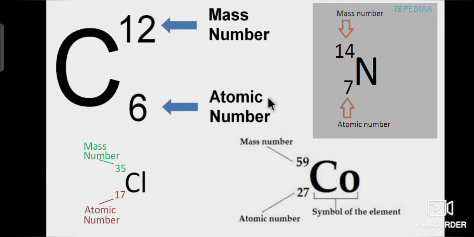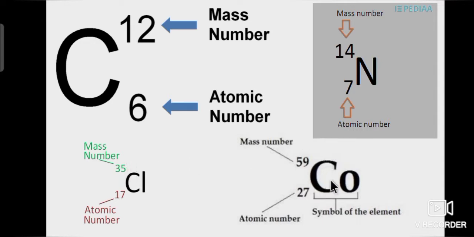Let's see some more examples. Capital C, that is carbon, is the element symbol. 6 is the atomic number. 12 is the mass number of carbon. Then capital N is the element symbol of nitrogen. 7 is the atomic number of nitrogen. 14 is the mass number of nitrogen. Then Cl is the symbol of chlorine. 17 is the atomic number of chlorine. 35 is the mass number of chlorine.